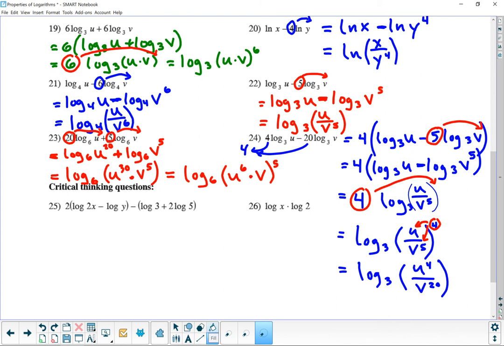Okay, 25. Again, you can do this a number of ways, but I'm just going to go with whatever comes to mind. So I'm thinking, let's go ahead and combine the logs on the inside because that is a subtraction. So I'm going to combine that and write a quotient for that. So this is going to be 2 times log of 2x over y.